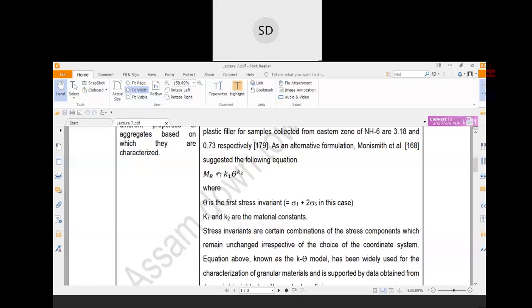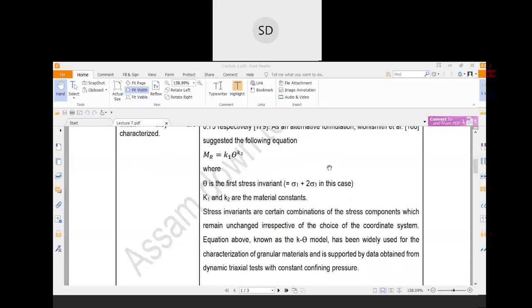So this model that is suggested here is called the K theta model. There are different types of models which have been prescribed to find out the MR values and the K values. So basically, those are the characterizations of the aggregate.